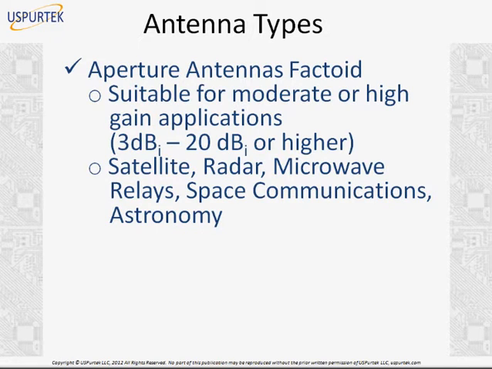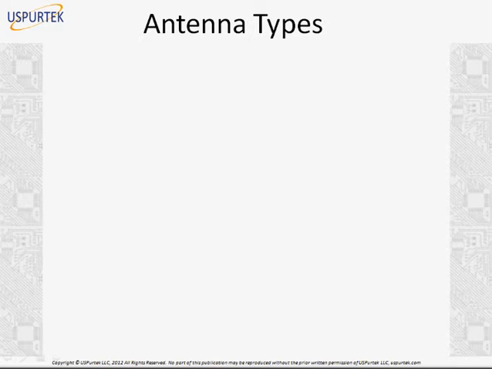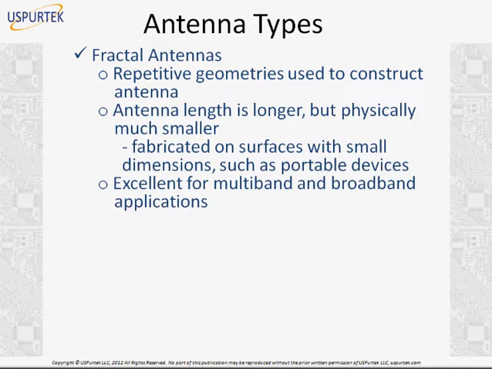Okay, let's move on to the next one. Some facts about aperture antennas. The gain is a little higher, 3 dBi to 20 dBi, and they are used for special applications like satellite, radar, microwave relays, space communication, or even in astronomy. Maybe you put this type of antenna aboard a communication satellite.